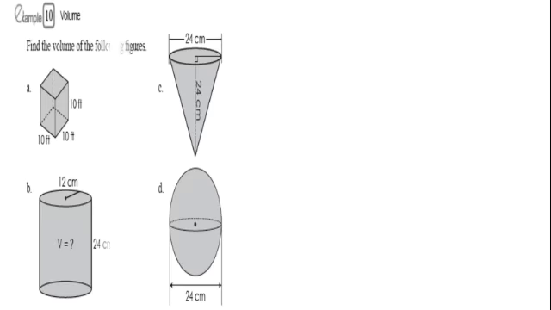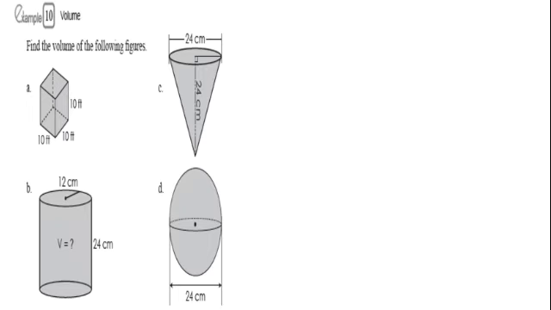Okay, so let us have an example of volume. Find the volume of the following figures. Letter A is a prism. We have its dimensions: 10 feet by 10 feet by 10 feet.